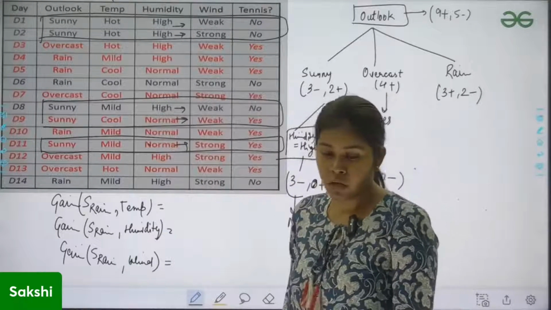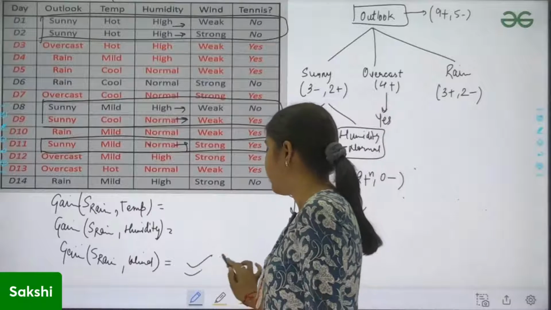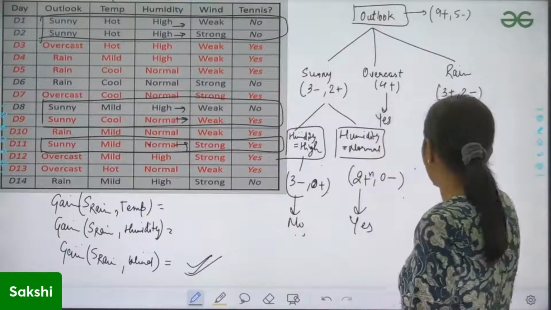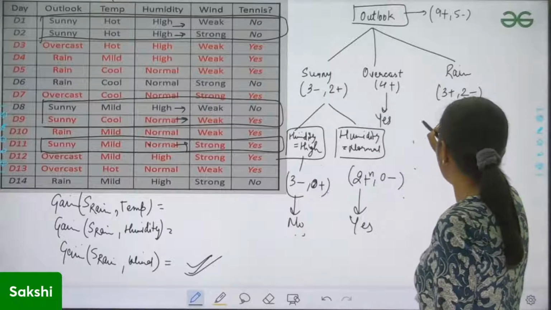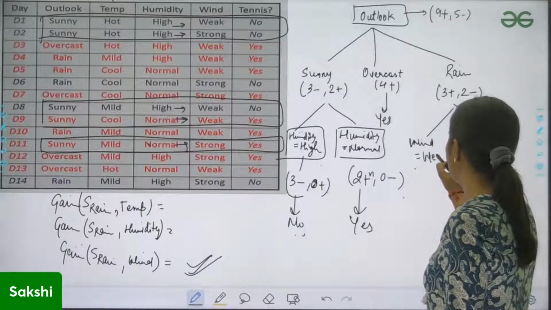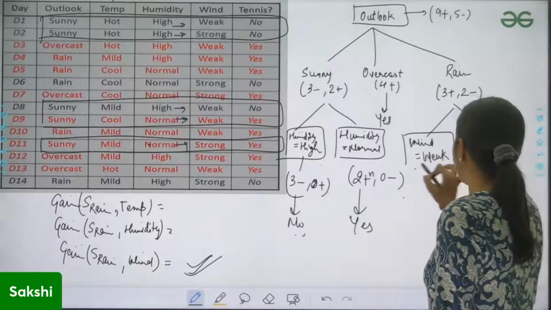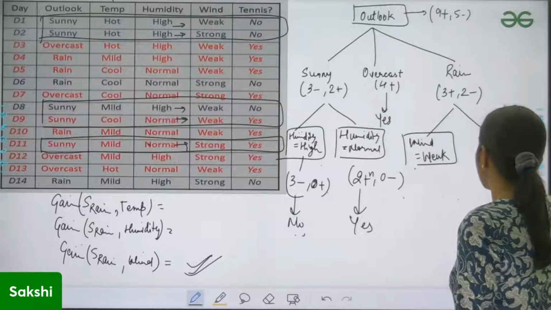Let me know guys if you are able to find out the information gain here. So you can just solve by yourself. I know that wind would give you maximum information gain. So you would get wind is weak and strong. If I split using wind equals to weak and wind equals to strong, I'm going to divide it into that.